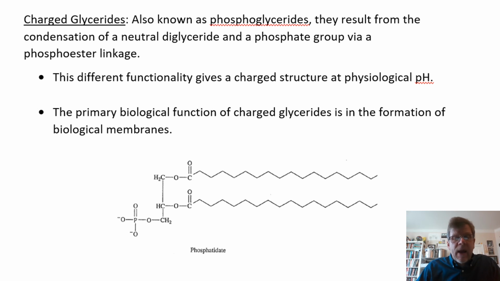Because we are now at physiological pH, the two OHs on the phosphate group are charged. They are ionized at physiological pH. We have a double negative charge upon there. And this basic structure now is known as a charged glyceride. They have vastly different functions, charged glycerides do, than neutral glycerides. If you remember, our neutral glycerides, and particularly the triglyceride, is a form of energy storage.